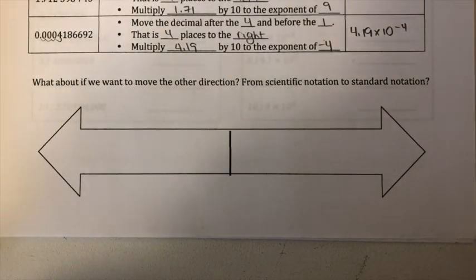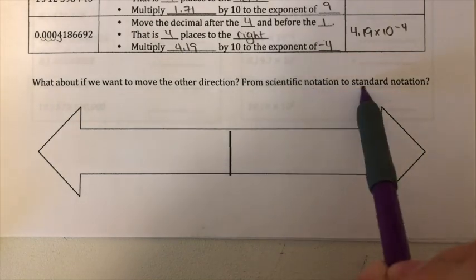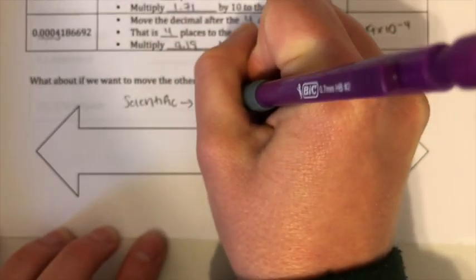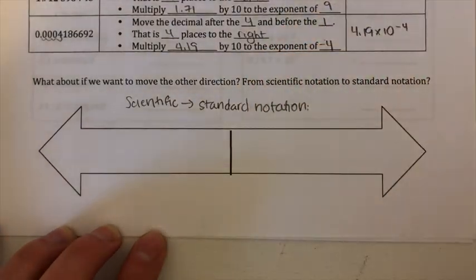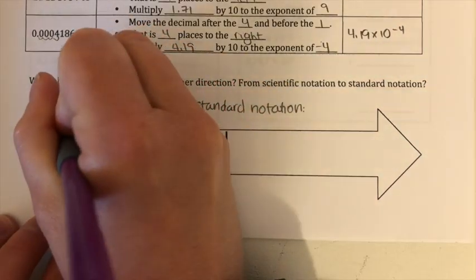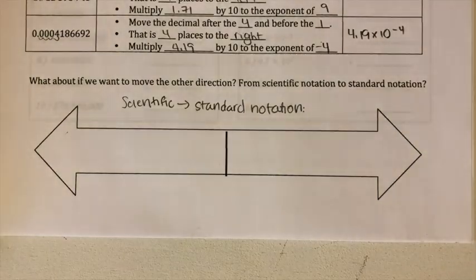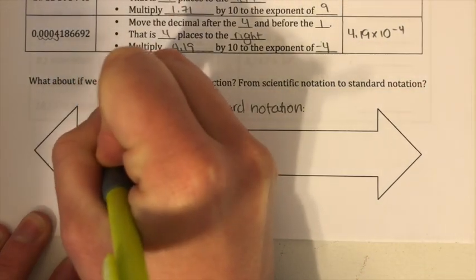Okay, so now that we've talked about how to go from normal notation into scientific notation, we need to talk about what if we want to move the other direction, from scientific to standard notation. This is what we need to do. So, my pencil is out of lead. Pencil change.